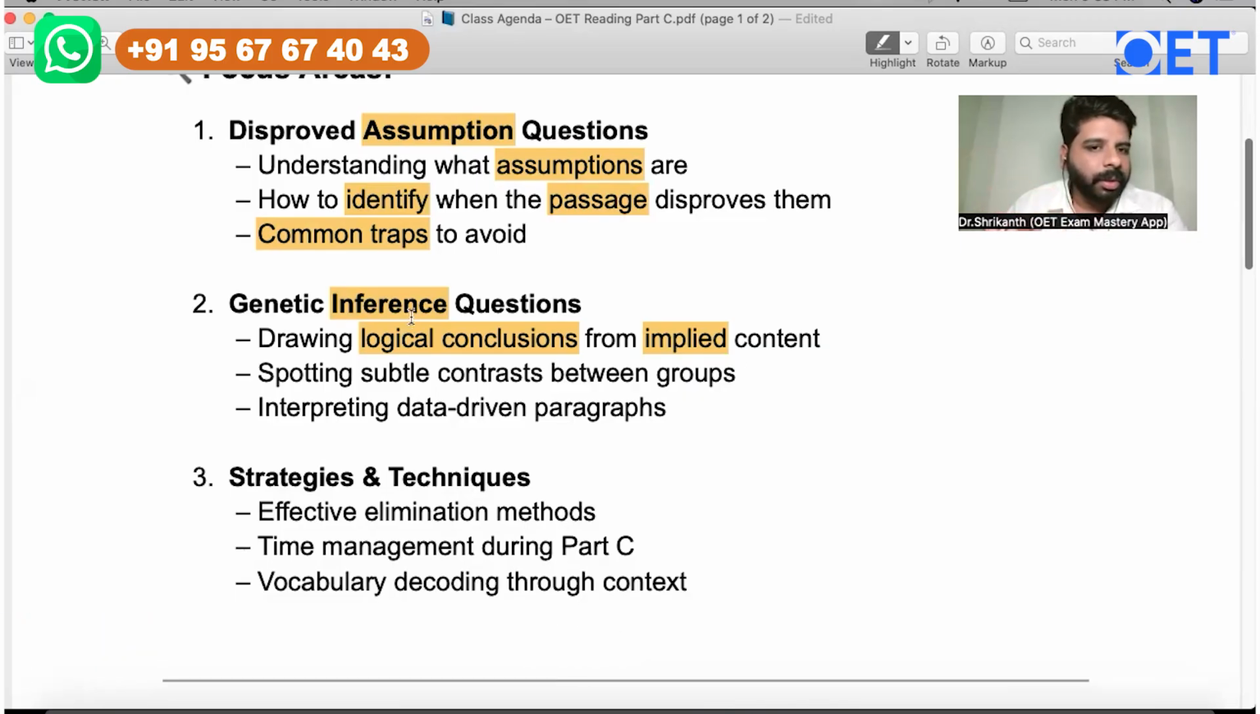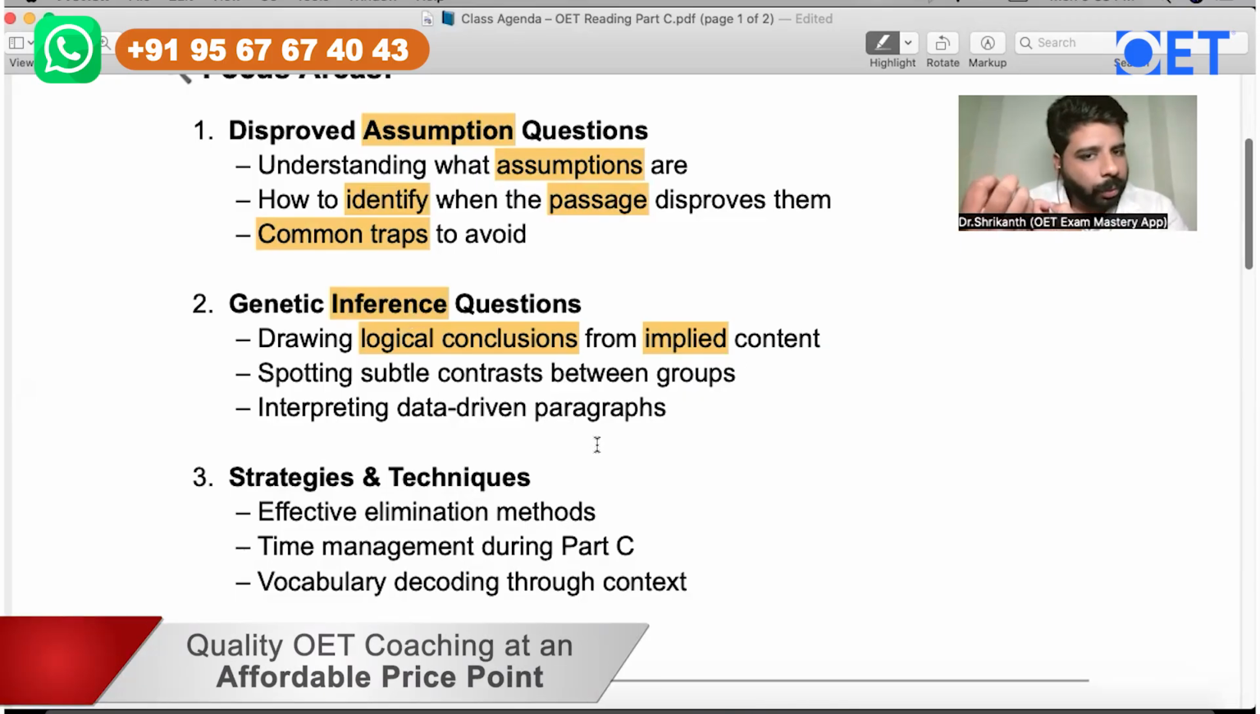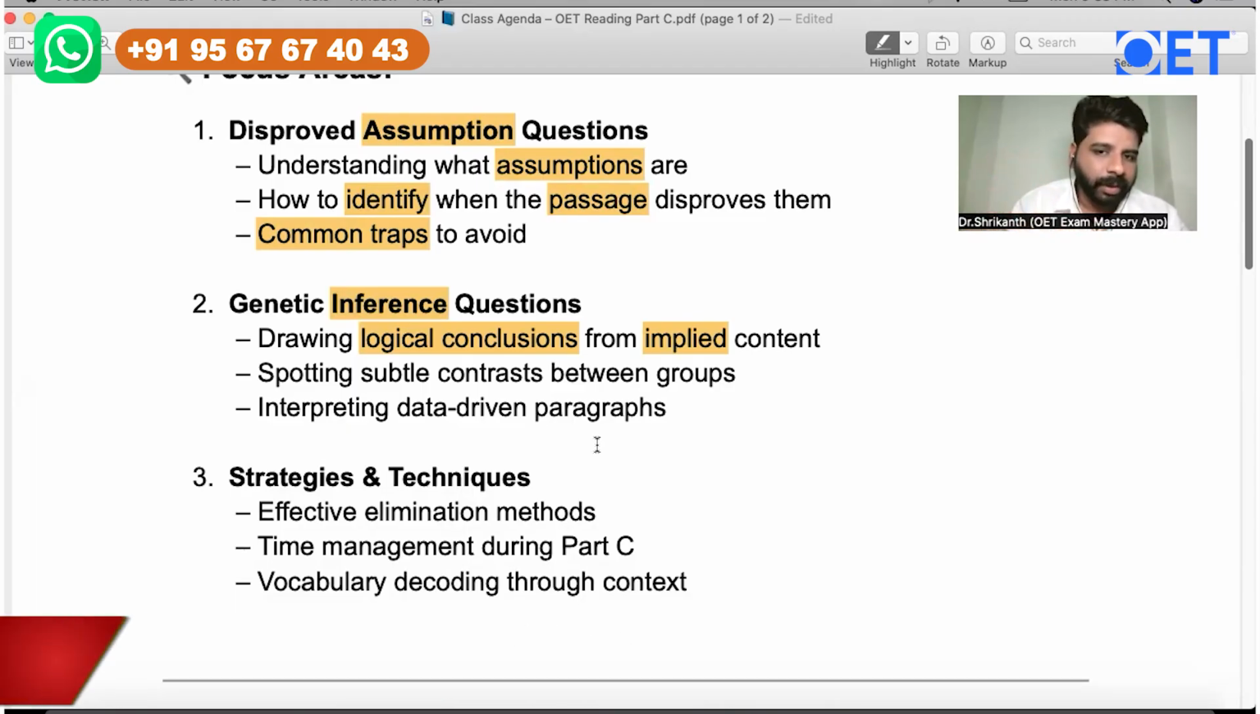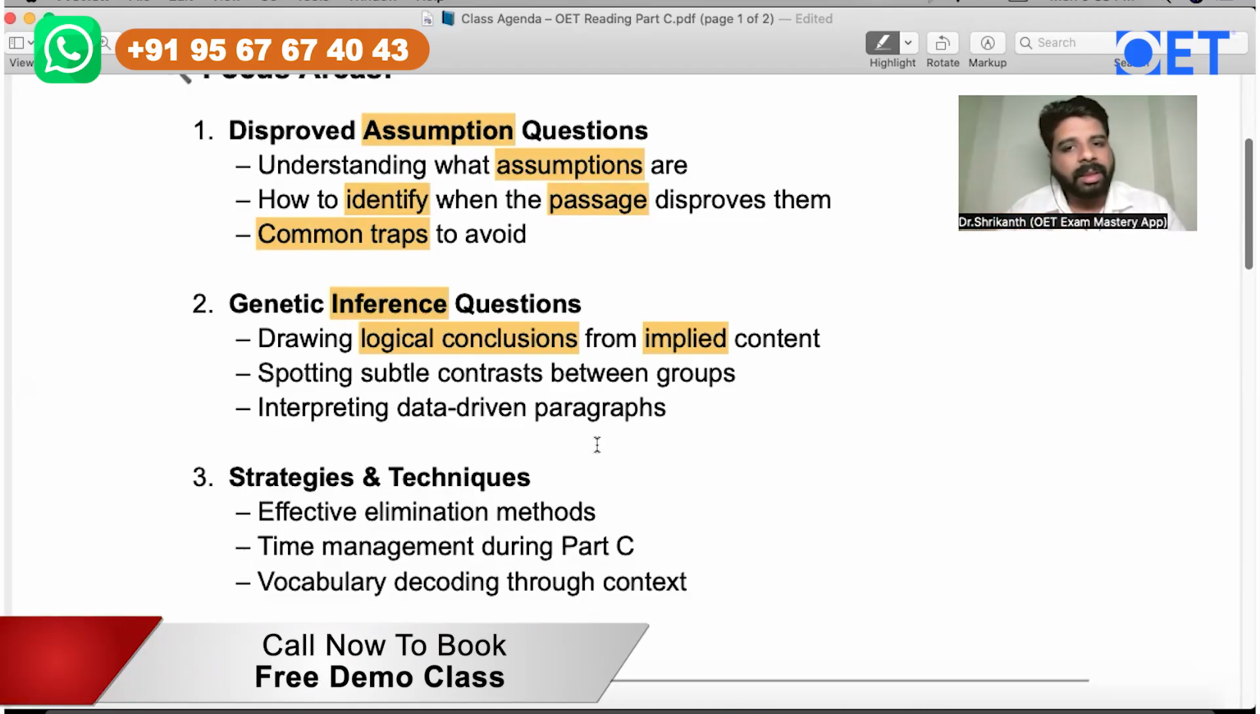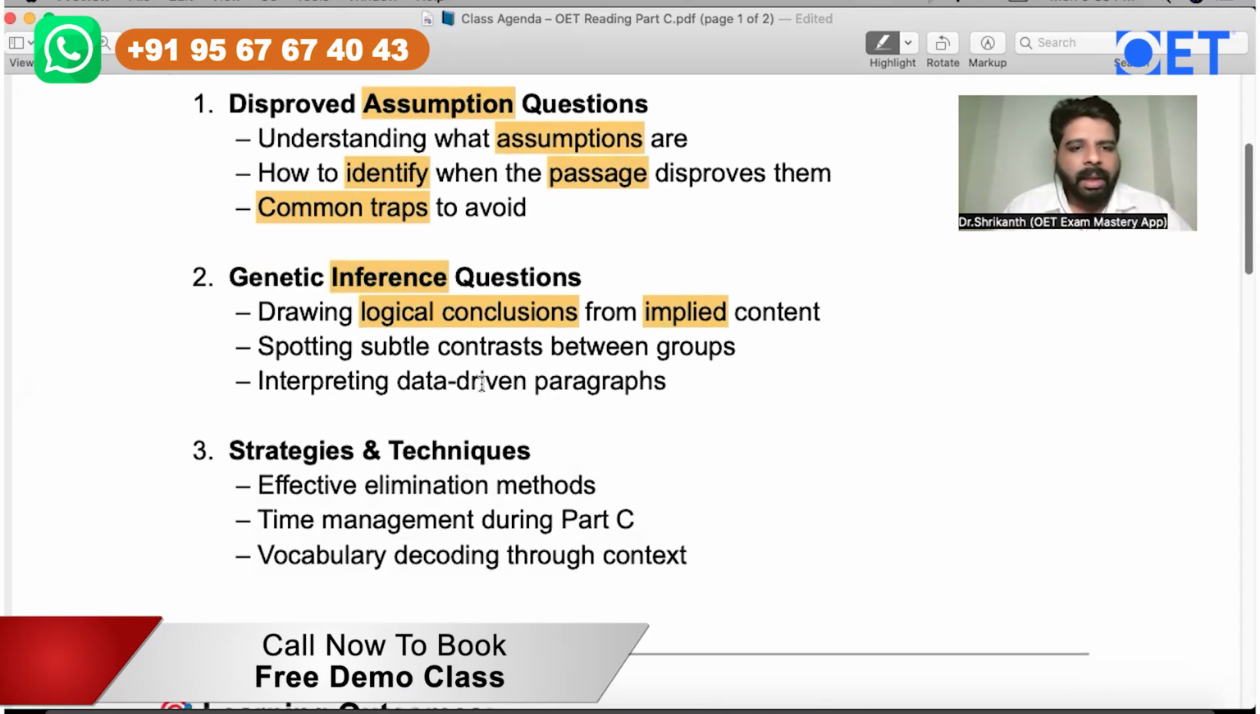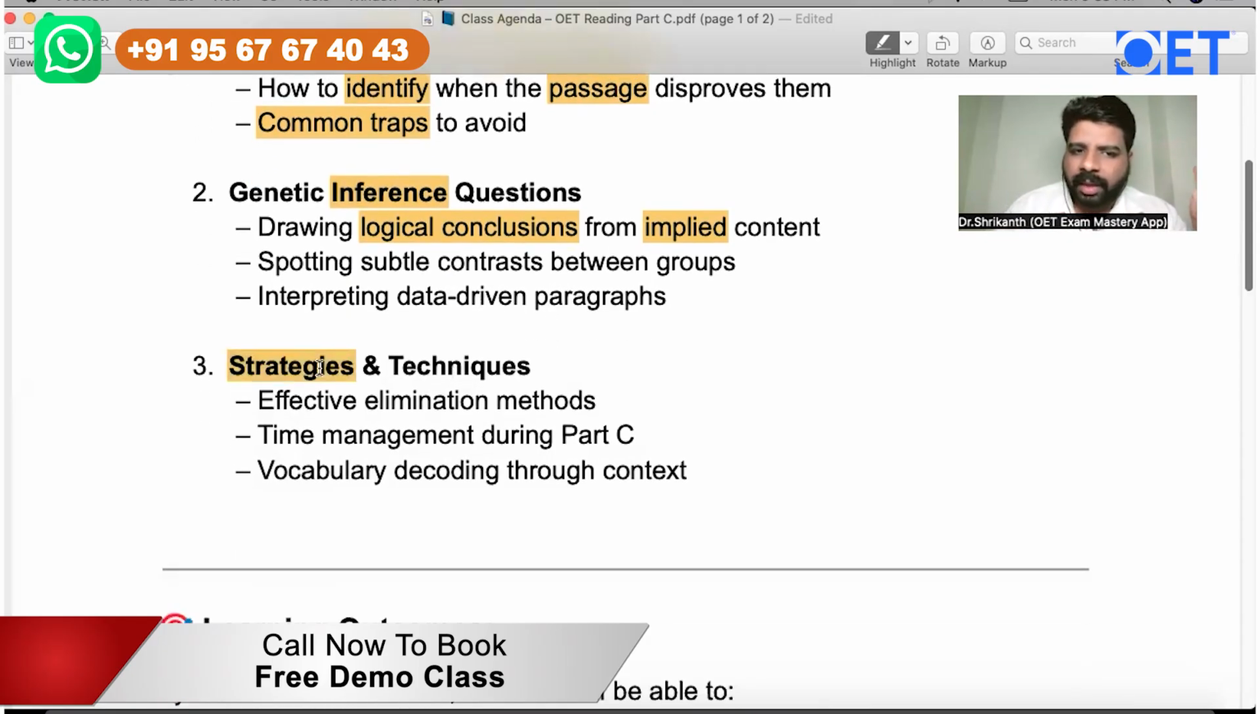Inference basically means coming to your own conclusions. You read a passage, you understand it, and you draw a conclusion through your reasoning skills. That is what we call inference, and the inference is coming from implied content. That skill is very important, and we'll be discussing certain strategies as well.